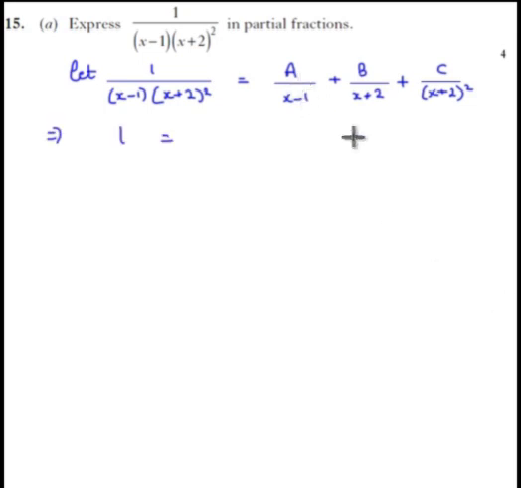Multiplying A over x minus 1 by (x minus 1)(x plus 2) all squared, the x minus 1 will cancel and we're just left with A times (x plus 2) all squared. Multiplying B over x plus 2 by (x minus 1)(x plus 2) all squared, one of the x plus 2's cancel and you're just left with B times (x minus 1)(x plus 2). Multiplying the C over (x plus 2) all squared, (x plus 2) all squared will cancel and you're just left with C times (x minus 1).